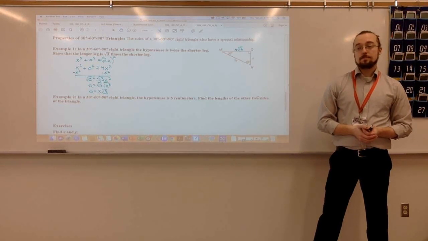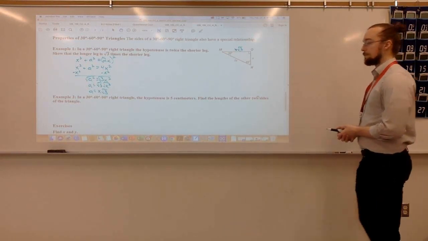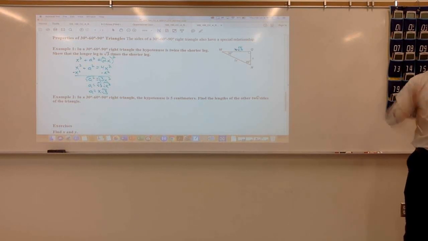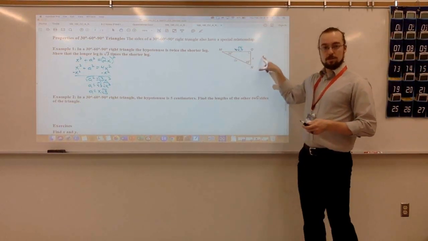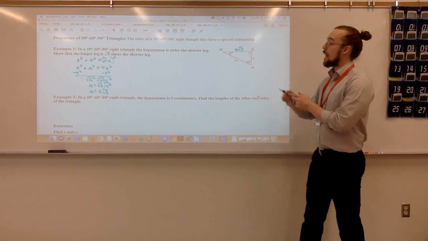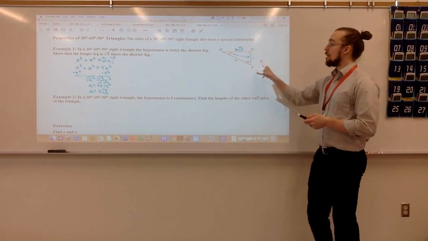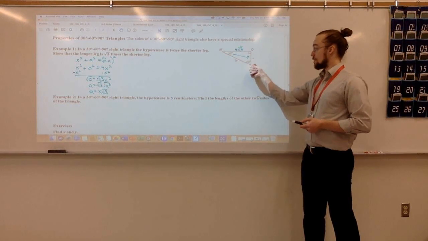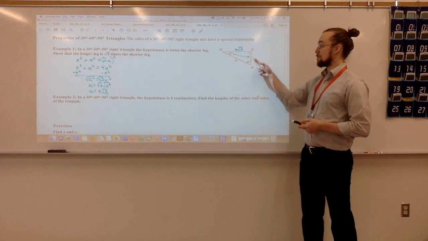So it's just like one extra step, because the legs aren't the same for a 30, 60, 90. So the one that's opposite the 30-degree angle is the shorter one, so we'll call that x. The other leg, the one opposite the 60-degree angle, is just whatever this is times the square root of 3. And then the hypotenuse is just whatever this is times 2.